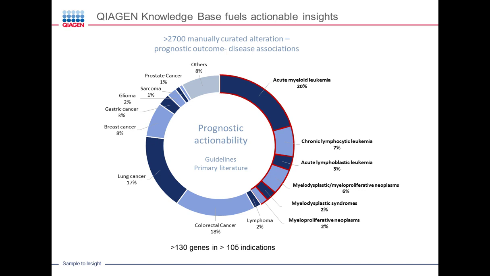To assess the prognostic relevance of an alteration, which is of particular interest for rather hematologic malignancies, the QIAGEN Knowledgebase covers content on a variety of different cancer types.